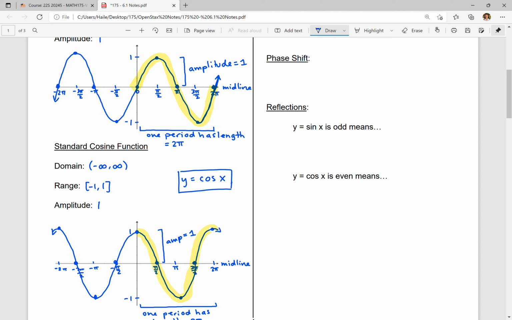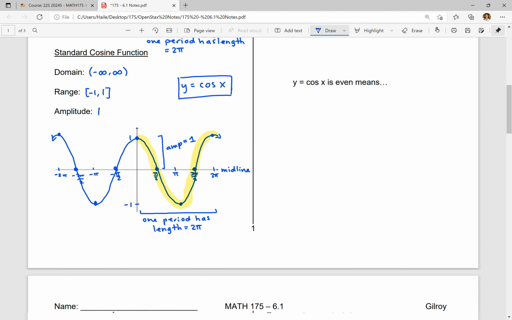And so you might notice that if we take sine and we basically back it up pi over 2, it would look exactly the same as cosine. So I think that's important enough to actually write a little note about that. So sine of x is just cosine of x shifted by pi over 2. And that's why these graphs look so similar.